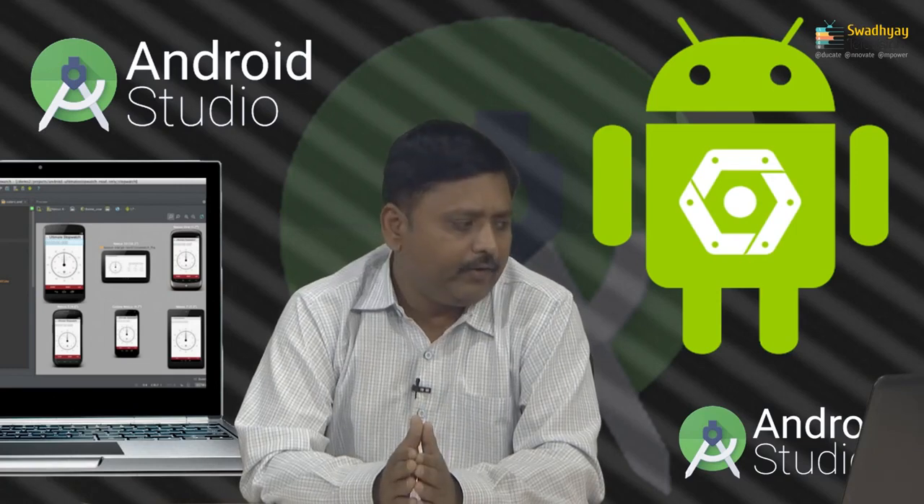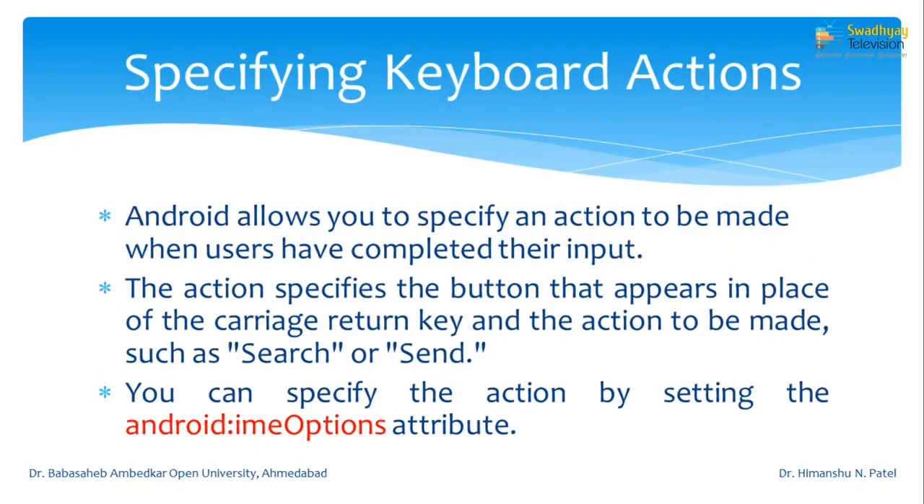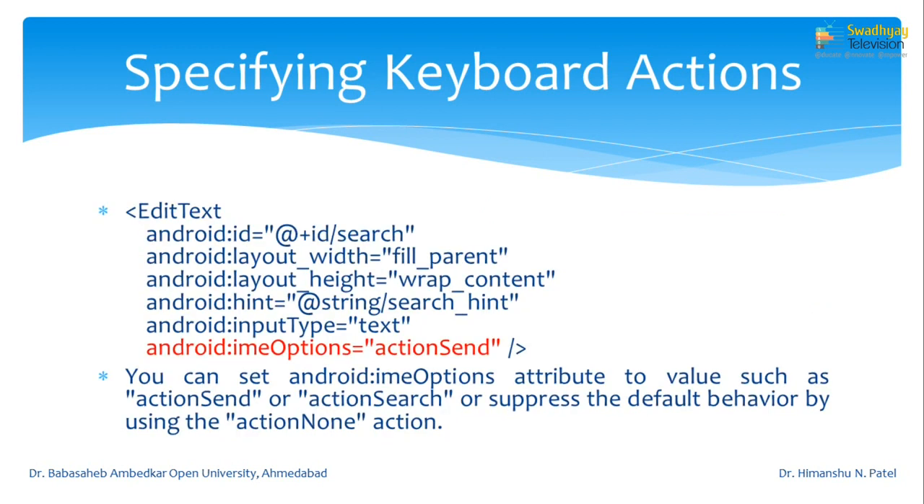Now, for that you can use one attribute called android:imeOptions. Now, what to specify inside these IME options? You can write action send, then it will display a send button after the text field or on the keyboard. If you write action search, it will give you the option of displaying a search button, or you can suppress the default behavior by using the action none value.